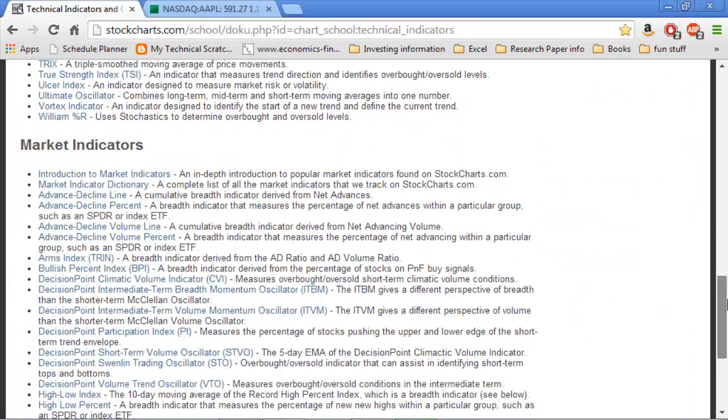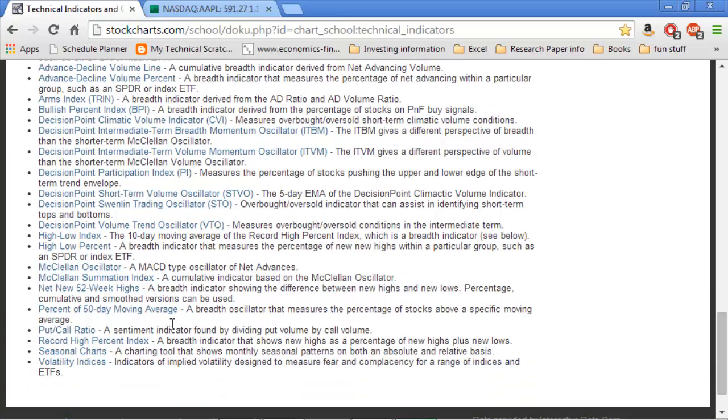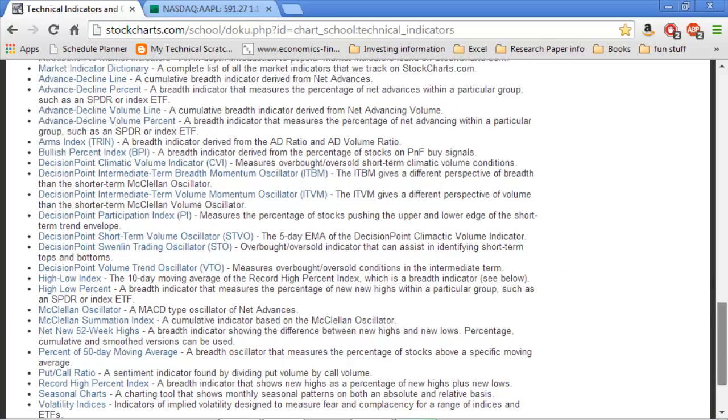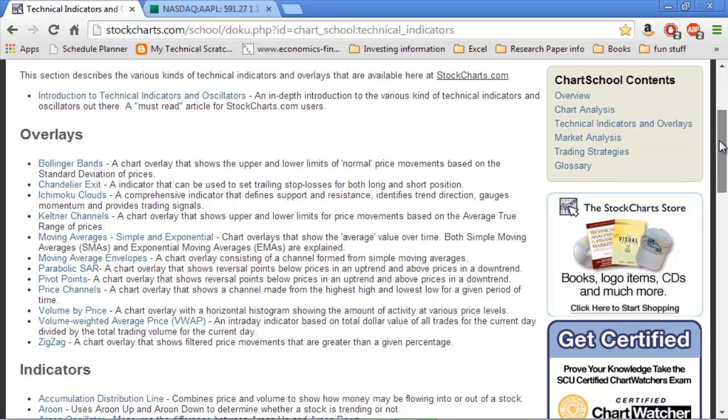And then a market indicator is very similar to a regular indicator, except it is a much more broad version. So maybe like a put-call ratio, like at the bottom, would be a ratio of how many put options are out there to how many call options, which is more of a bullish to bearish ratio. But these are some good references and resources that you can use.